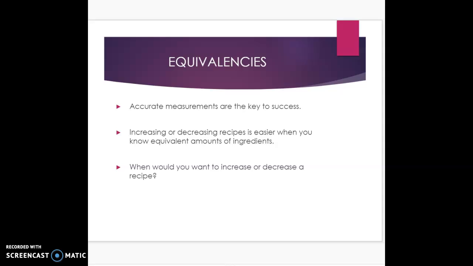Okay, so you would want to increase a recipe. Say I have a recipe that yields a dozen cookies, and I am having 50 people to feed, and I want to make sure there's extra cookies. So I would then need to increase that recipe. And then just the opposite for decreasing a recipe as well.